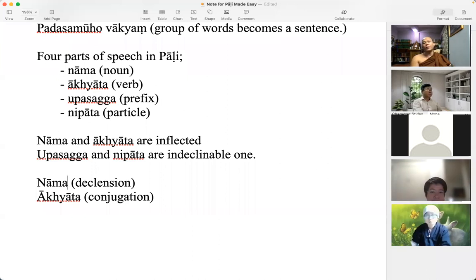But the point we need to know is that Pali is an inflected language. The noun form can change its form based on its function in the sentence. In the same way, the akhyata verb form, based on person, number, tenses, or moods, can change its form. That is inflection.